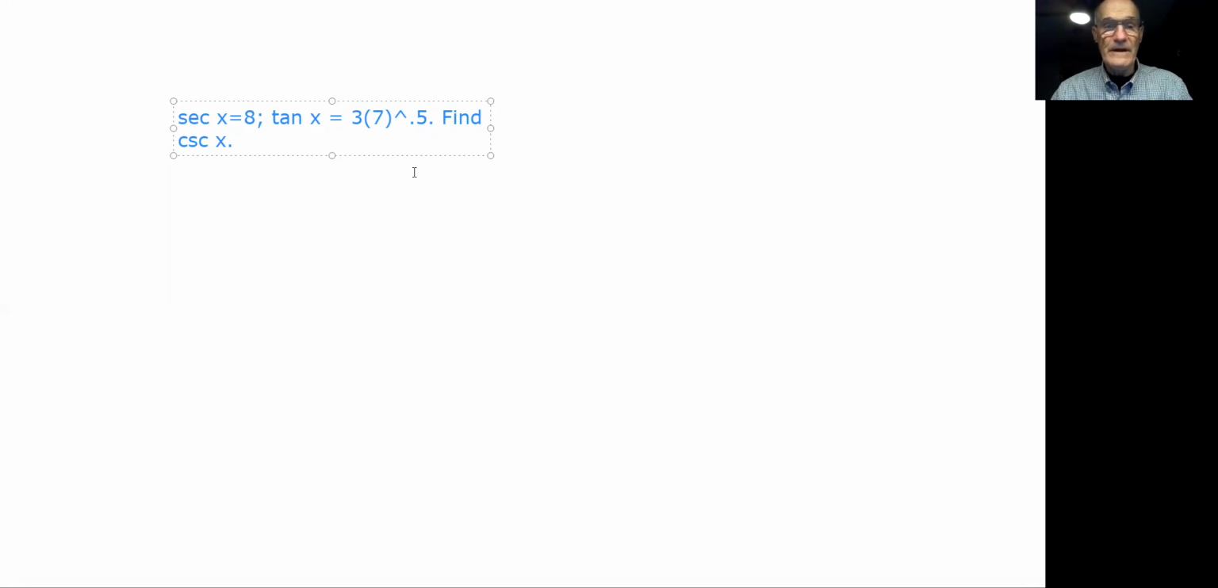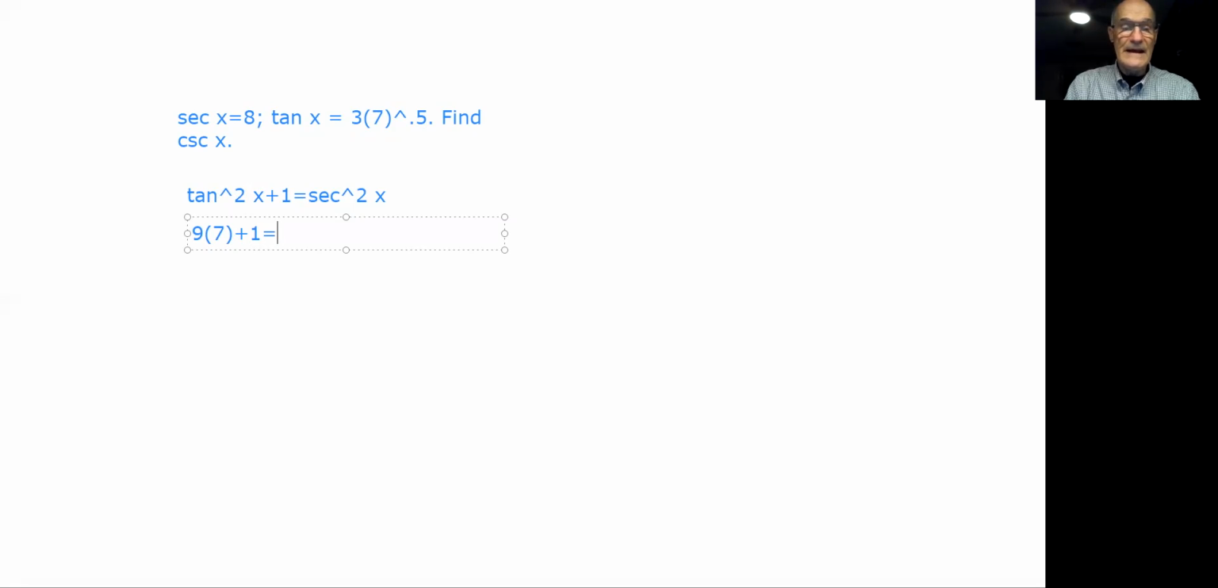if we remember, we have a relationship between tangent and secant that says the tangent squared of X plus 1 is equal to the secant squared of X. So if I take what I've got up here, 3 square root of 7, and square that, I get 9 times 7, which is 63, plus 1 equals the secant squared, which is 8 squared, which is 64, right? So that's consistent. That tells me that that works.